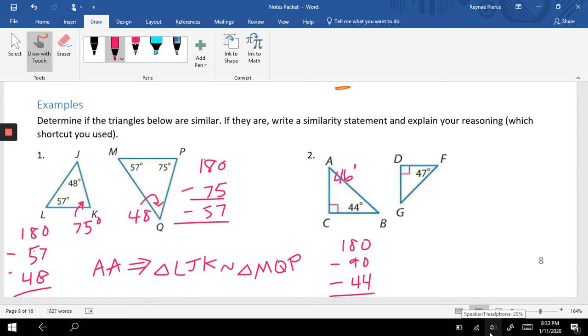And I'm pretty sure I know where we're headed with this one, but just to double check, that's an 8. 180 minus 90 minus 47 gives me 43 degrees for angle G. Okay, so I only have one pair of congruent angles, so these triangles are not similar.